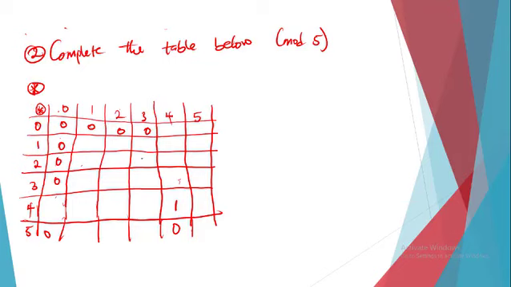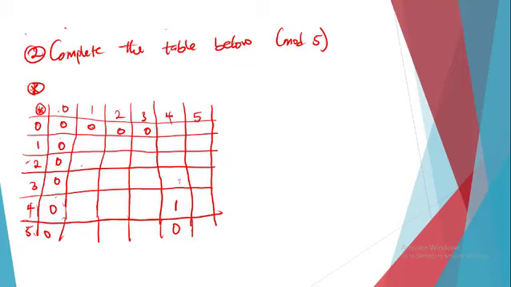So how do we do that? Since we are dealing with multiplication, we have 0 times 0 to give us 0. Is that correct? Yeah. 1 times 0 to give us 0. 2 times 0 to give us 0. 3 times 0 to give us 0. 4 times 0 will also give us 0. And 5 times 0 will give us what? 0.